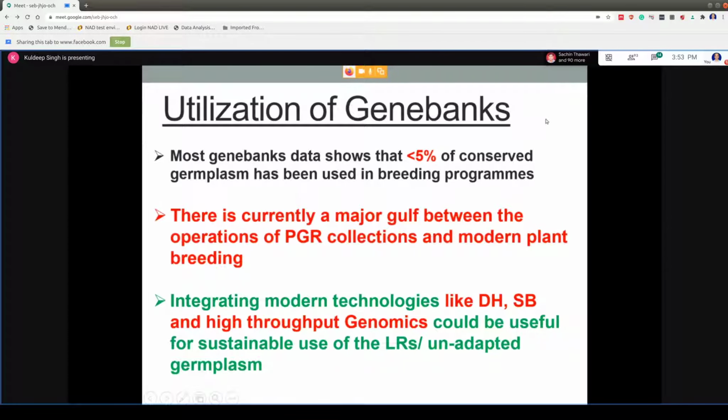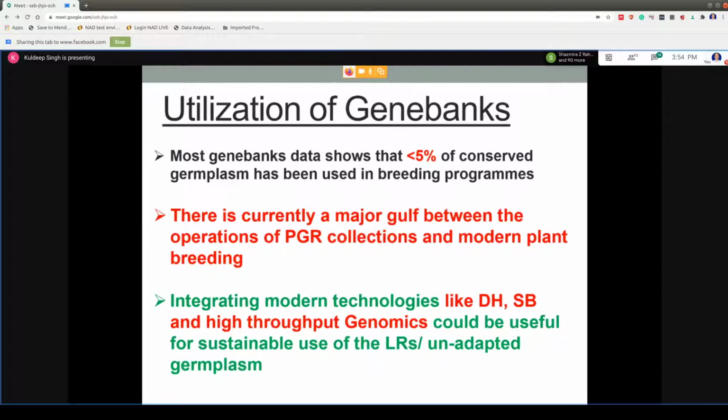Now, this is what the genetic resources conservation is so far. However, if we look globally, there is data which is a bit disturbing. Most of the gene banks say that less than 5% of the genetic resources are being used in breeding programs. That's true.